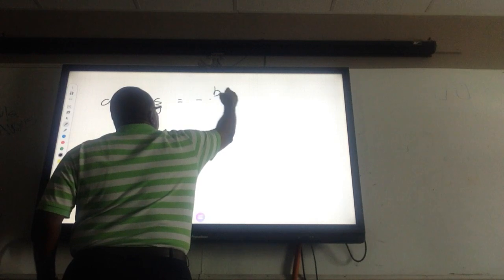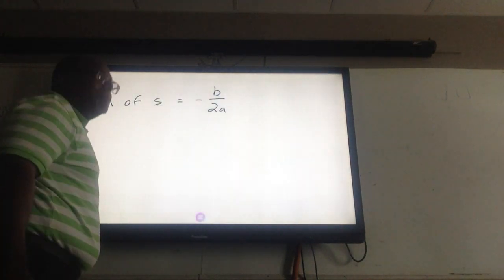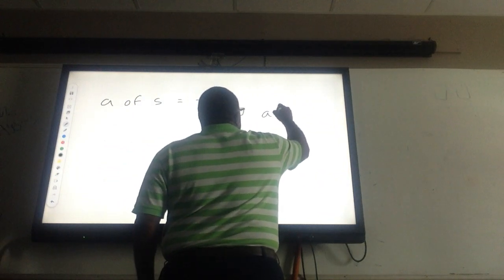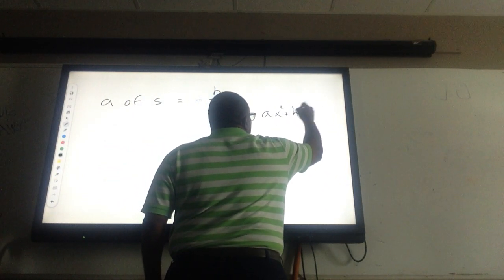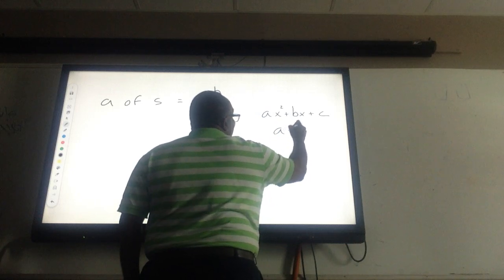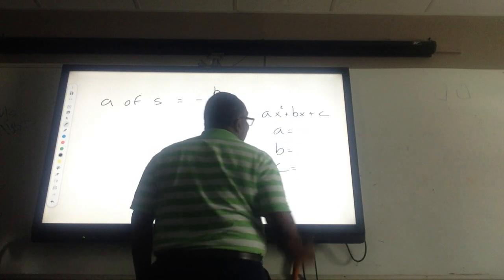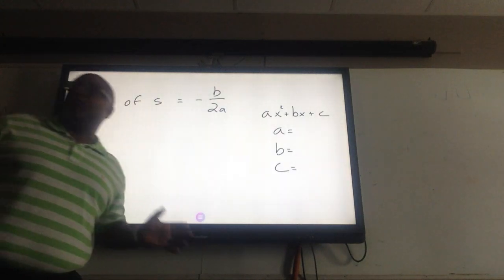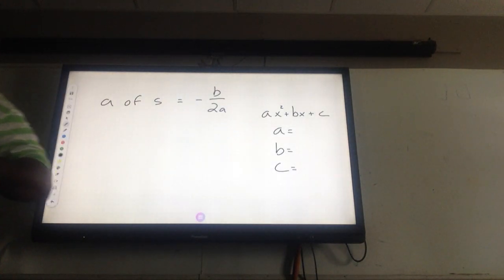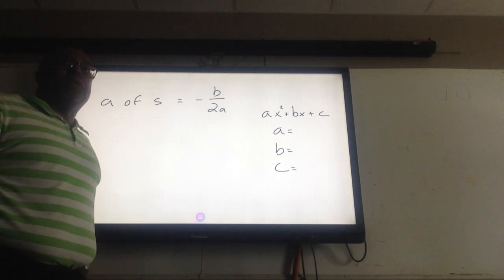So we talked about the axis of symmetry. I told you it is the equation -b over 2a. If my equation is in this form, I need to know what the value of a is, the value of b is, and the value of c. That's all you have to do. Which number cannot be 0? A cannot be 0. Can b be 0? Yes. Can c be 0? Yes. The only one that can't be 0 is a.